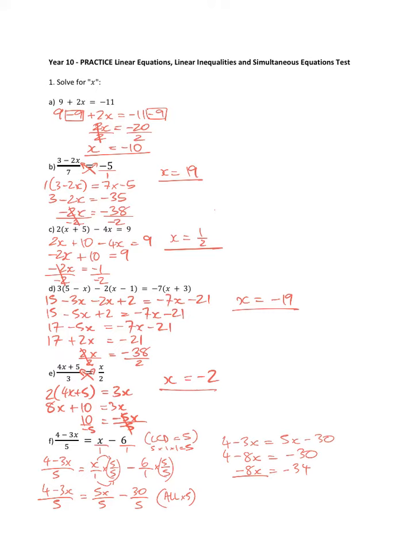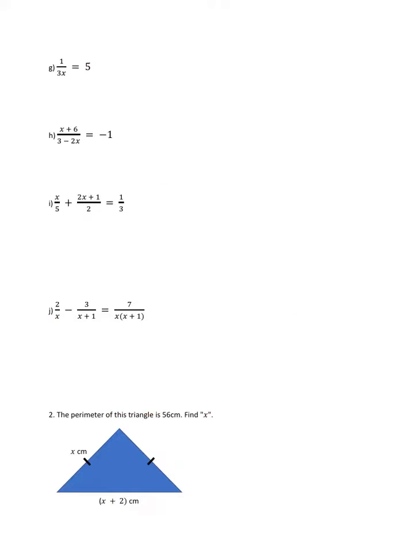X is being multiplied by negative 8, so divide by negative 8 on both sides. X is going to be negative 34 on negative 8. That cancels down, both are divisible by 2, to 17 on 4. So that's the first page done. On to the second page.